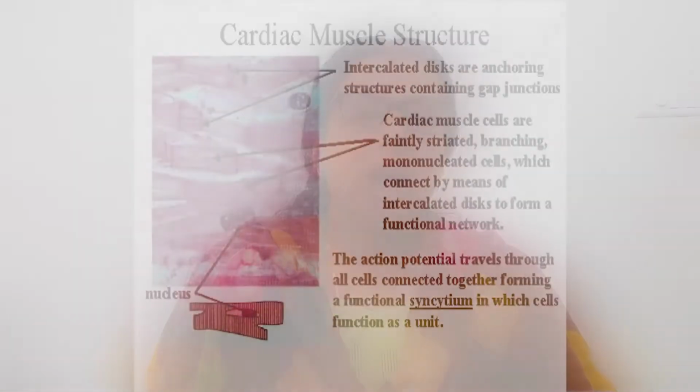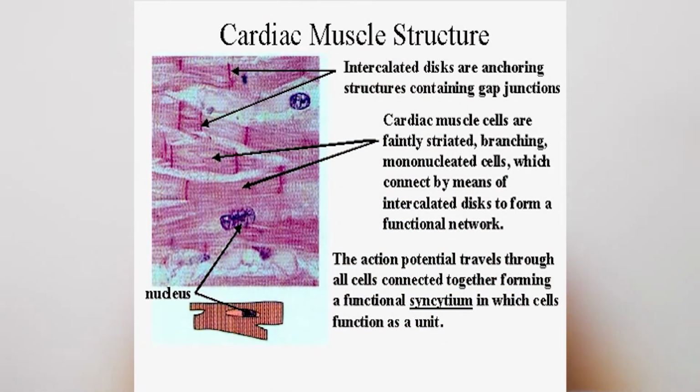Now we can see the myocardial cells, just an overview of the cardiac muscle structure. Intercalated discs are anchoring structures containing gap junctions. Just see the picture and understand the intercalated disc. Cardiac muscle cells are faintly striated, branching, mononucleated cells which connect by means of intercalated discs to form a functional network. See the diagram.